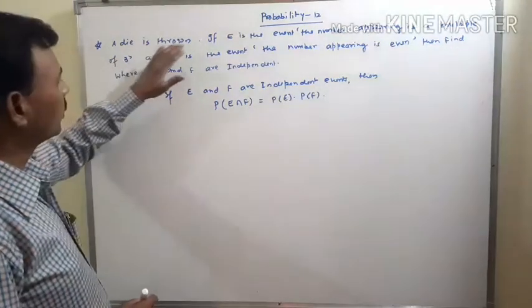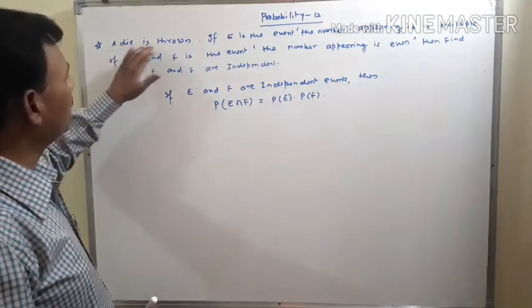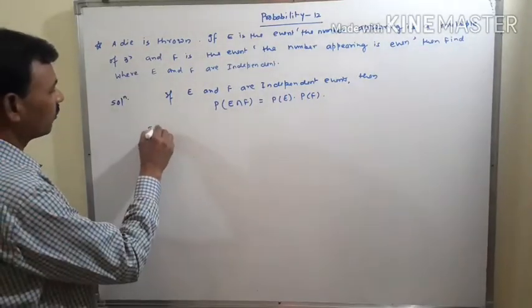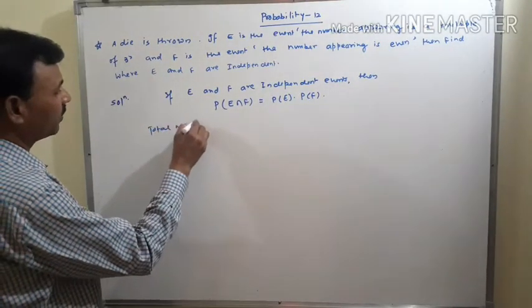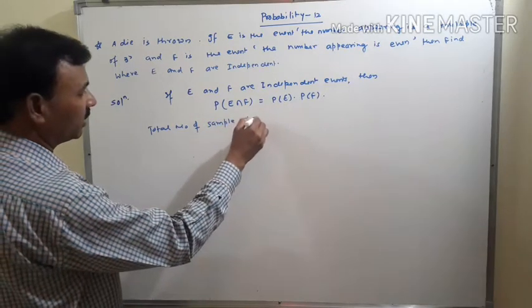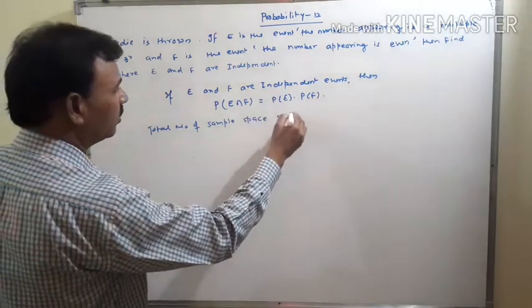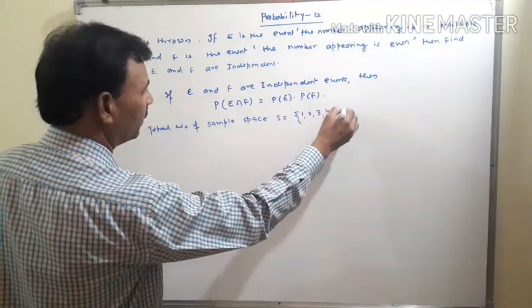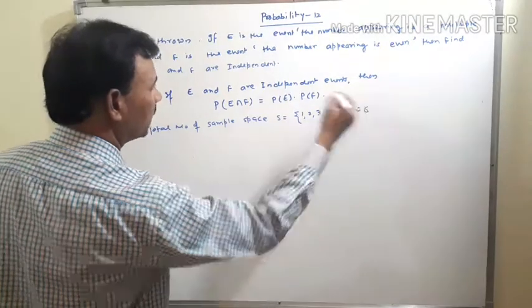Now here the question says that a die is thrown, which means the total sample space S equals 1, 2, 3, 4, 5 and 6. That means there are 6 events.